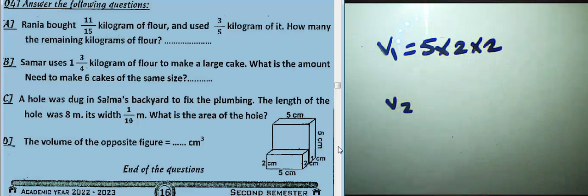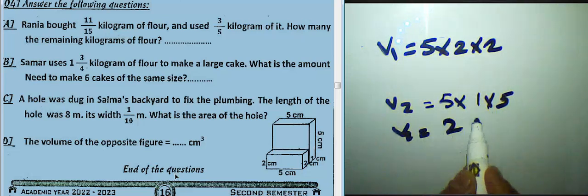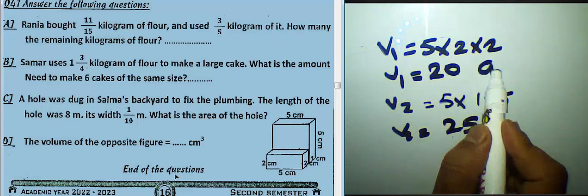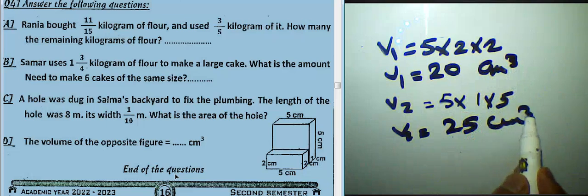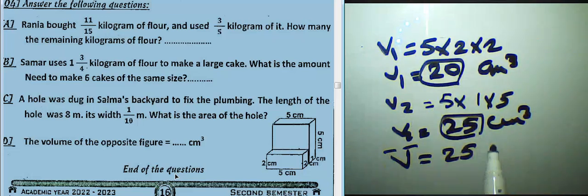And the volume of the second cuboid here: length 5 centimeters and width here 1 centimeter and the height here 5 centimeters. 5 times 1 times 5 equals 25, and volume 1, 5 times 4 equals 20, and we can write cubic centimeter here. Then the volume of the figure here is 25 plus 20 equals 45 cubic centimeters.